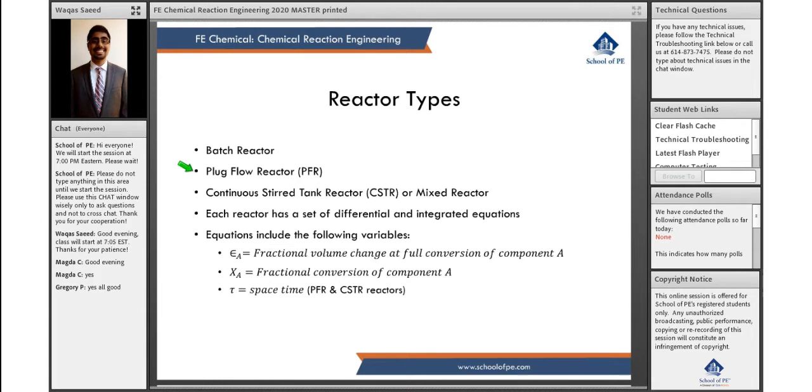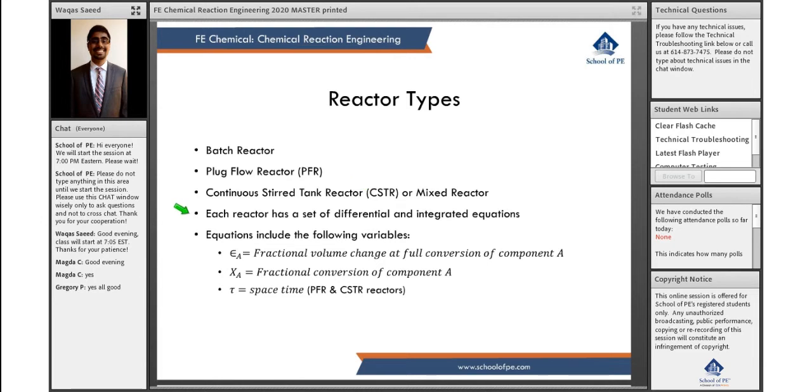You have your plug flow reactor, and then you have your continuous stir tank reactor, also known as your mixed reactor, and I'm going to refer to it as the C-star reactor throughout the lecture today.